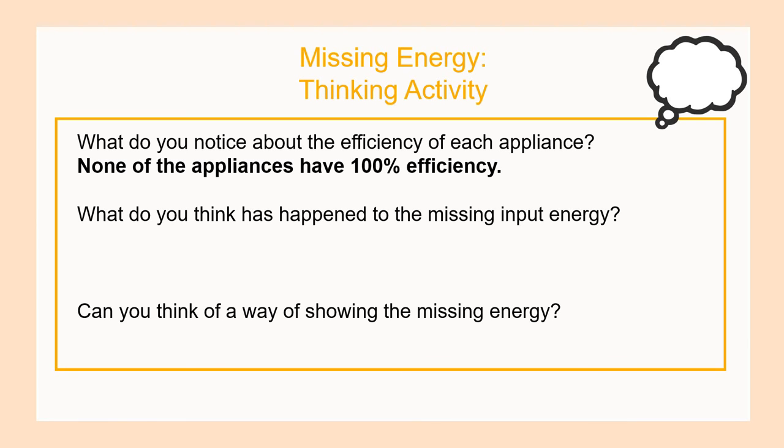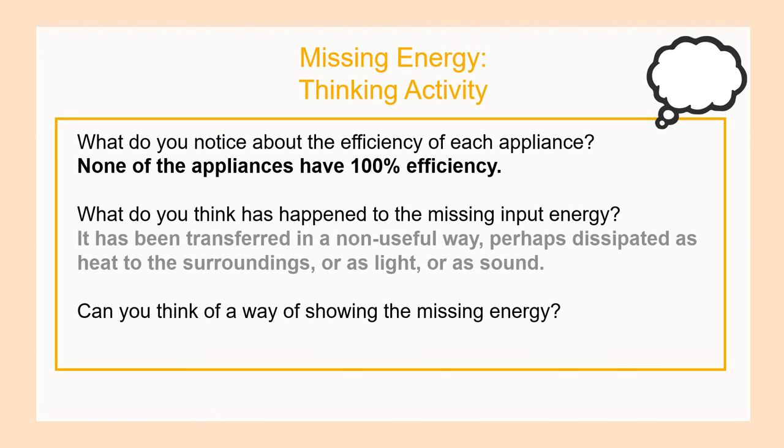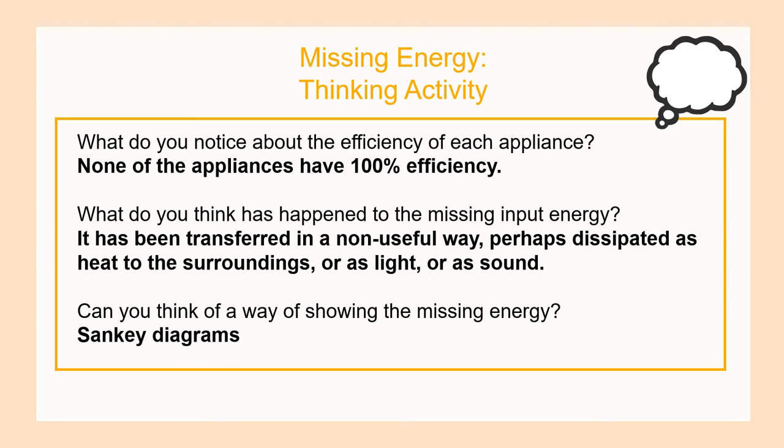So, for the first question, none of the appliances had 100% efficiency. They were all less than 100. That missing energy has been transferred in a non-useful way. Maybe it was dissipated to the surroundings as heat, or by the radiative pathway as light or sound. We can use Sankey diagrams, which I'm going to show you on the next slide, to show this missing energy.